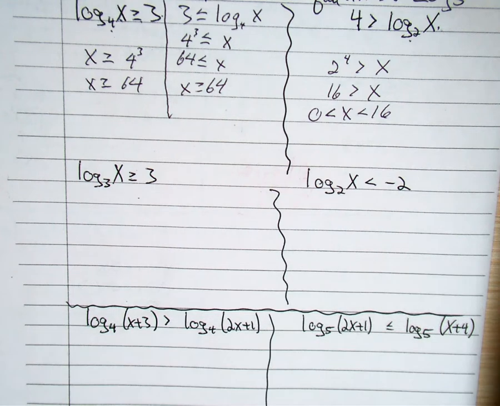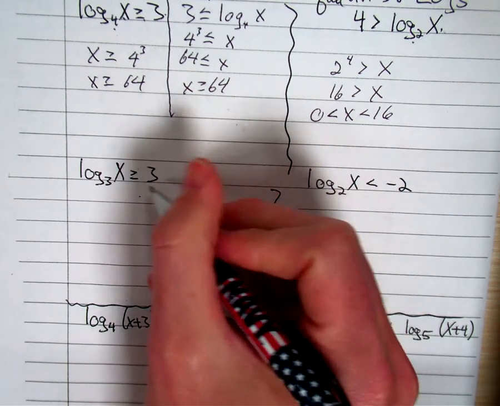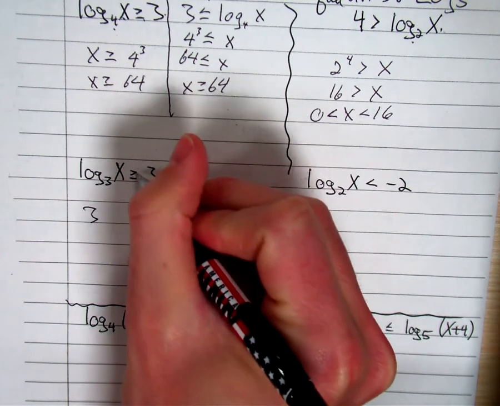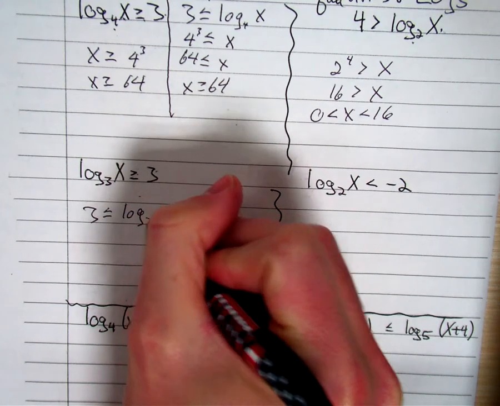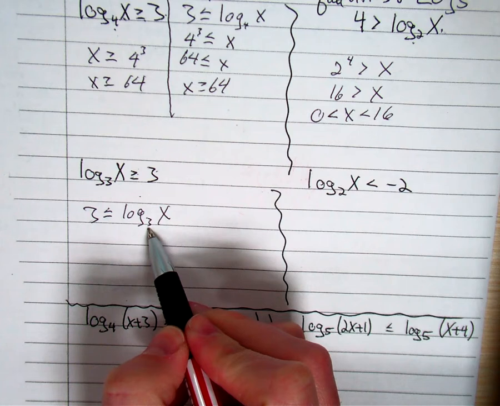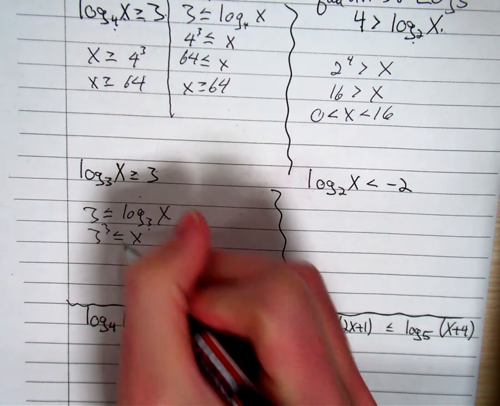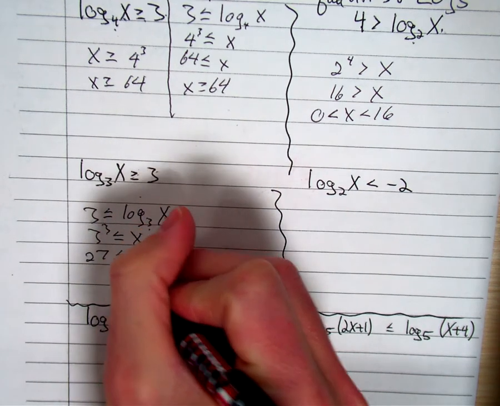Alright, welcome back. Let's see how we did. Okay, I'm going to play it safe. I'm going to flip it around. 3, pointy side at 3, less than or equal to log base 3 of x. So 3 is the power of 3 that gives me x. Less than or equal to sign. 27 is less than or equal to x.